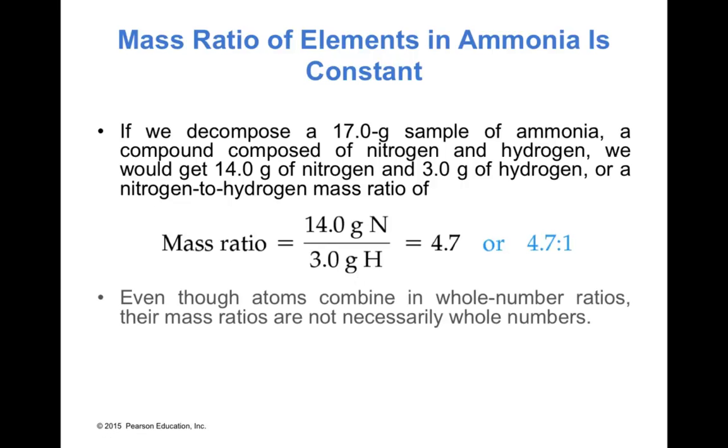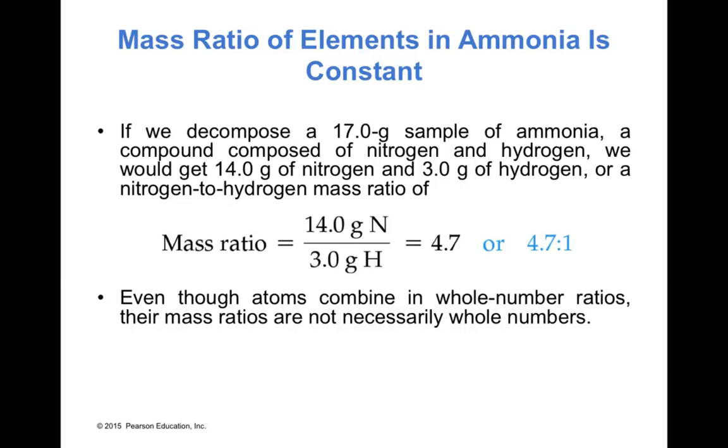Even though atoms combine in whole number ratios to produce a compound, their mass ratios are not necessarily whole numbers, as in this example. The example we have is 4.7, so that's not a whole number, but it's okay because it's a ratio. But when we are talking about the number of atoms in a compound, those numbers are always whole numbers. Okay, 1, 2, 3, 4, or whatever they need to produce that specific compound.